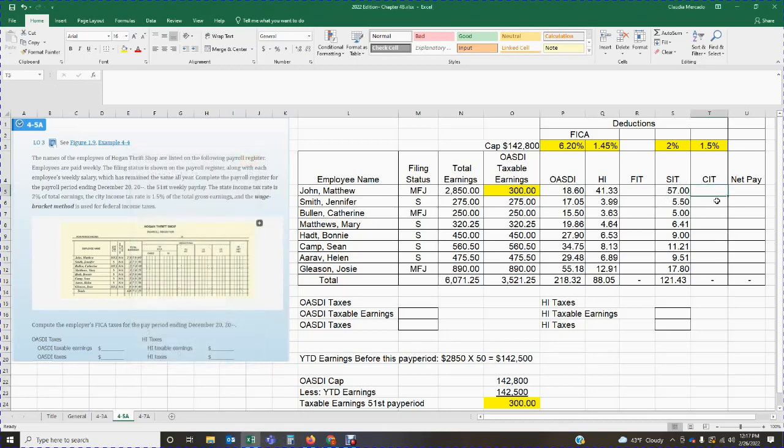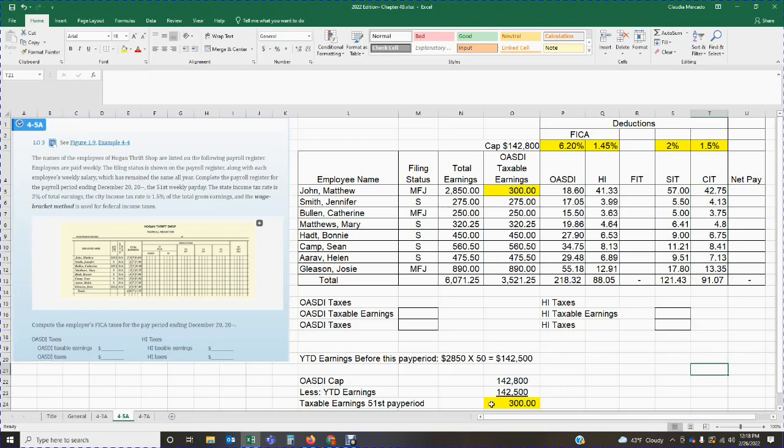For my city income tax, once again, we're going to do equals, round, open parentheses. I'm going to select my total earnings and multiply it by my rate provided in the problem of 1.5%, comma, round to 2 decimals, close parentheses. I am going to anchor my rate, which is T3. I'm going to put my cursor in front of the T and select F4. That will enter my dollar signs so I can anchor my rate, and then I just hit enter. Once my formula is done, I select the cell, get the little box in the corner, and bring it down.